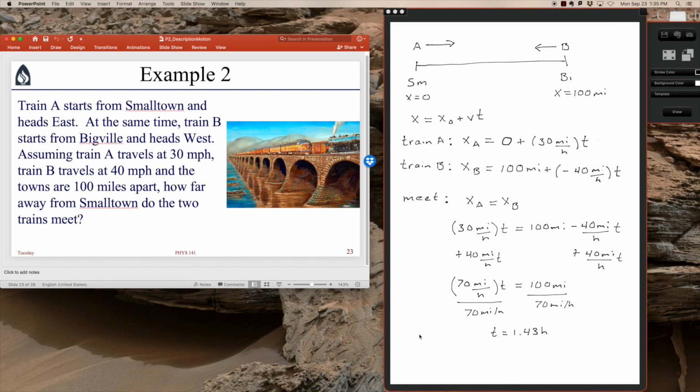I'll say that train A was located at 0 plus 30 miles per hour times time, where my time is 1.43 hours, and that will give me a location of 42.9 miles. And since I defined my x location to be the distance from Smallville, train A and also train B, 1.43 hours after departing, are going to be 42.9 miles away from Smalltown. So that would be the answer to my problem.